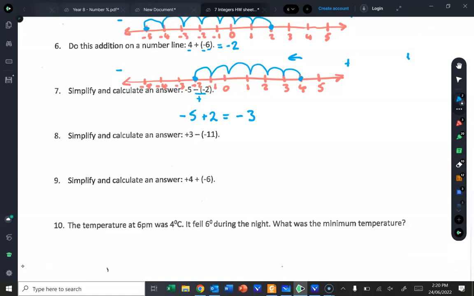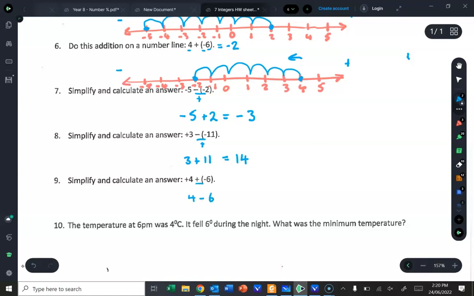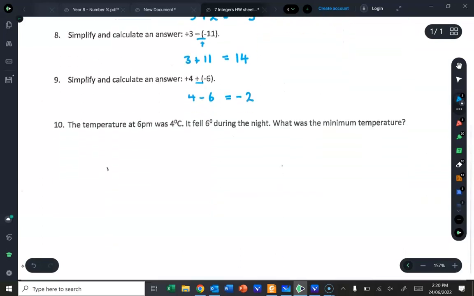And the next one I've got 3 minus minus again. Remember that makes a plus. So the question really is 3 plus 11 here. So I get paid $3, I get paid another 11. I've got $14 now. And the last one, I've got a plus minus. The minus will win. So this is really 4 minus 6. So I've got $4, but I spend 6. Now I owe $2. And then the last question is a worded one.